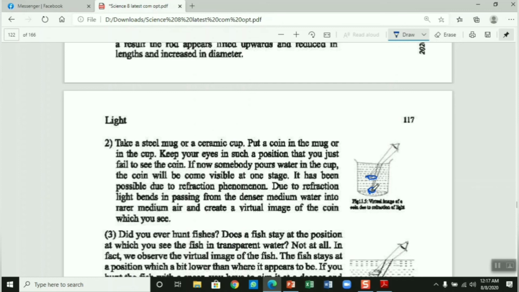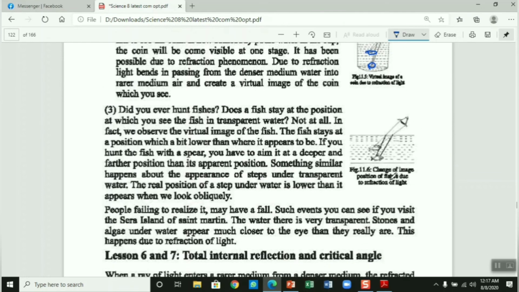You have to place your hand just below here. The same thing happens in the case of fishing also. Where we can actually see the fish in the water, we should not put our sphere over there. We should put our sphere more deep inside the water. Got my point? I hope so.